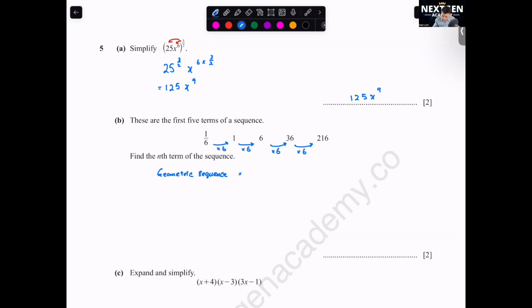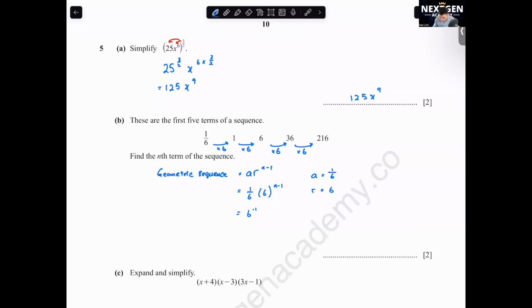Okay, the nth term is equals to AR to the power of n minus 1. A is your first term. Your first term here is 1 over 6. R is your ratio, your common ratio. That means what do you multiply it by? You substitute into the formula here, which is 1 over 6, 6 to the power of n minus 1. Okay, you need to know how to simplify this part here.